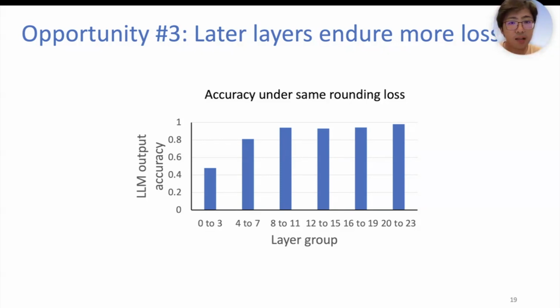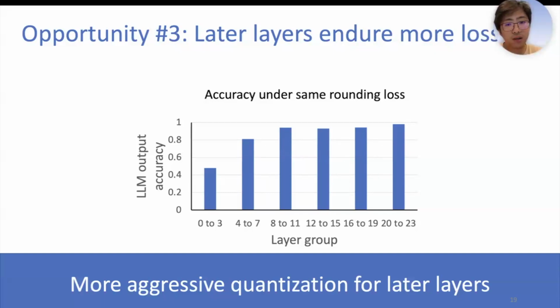The rationale behind it is that if you apply the loss to earlier layers, the error will propagate through the neural network computation, and then it will cause the accuracy drop. But if you do it to later layers, the error doesn't propagate that much. And what CacheGen uses is that it applies more aggressive quantization to later layers.